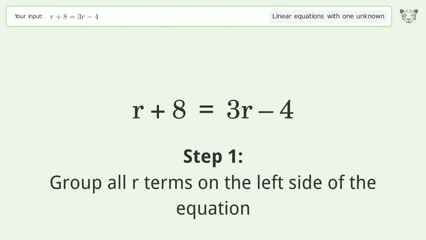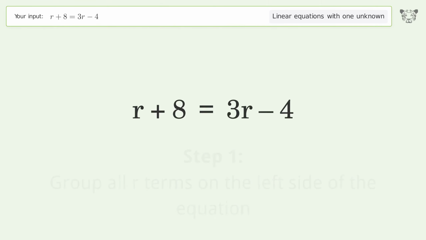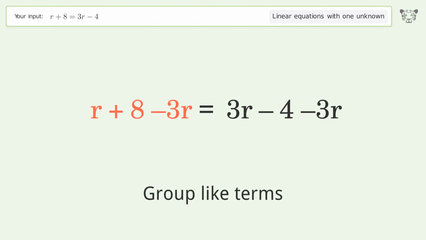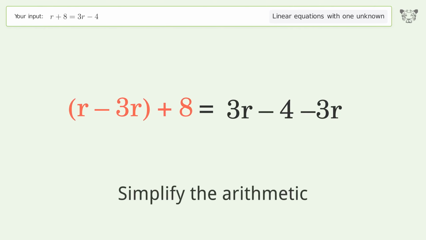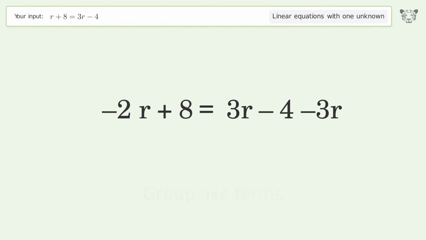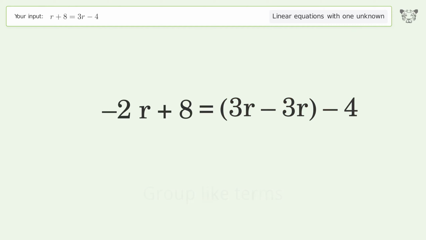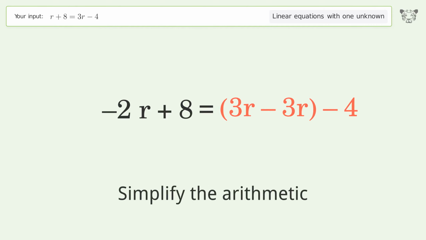Group all r terms on the left side of the equation. Subtract 3r from both sides. Group like terms. Simplify the arithmetic. Group like terms. Simplify the arithmetic.